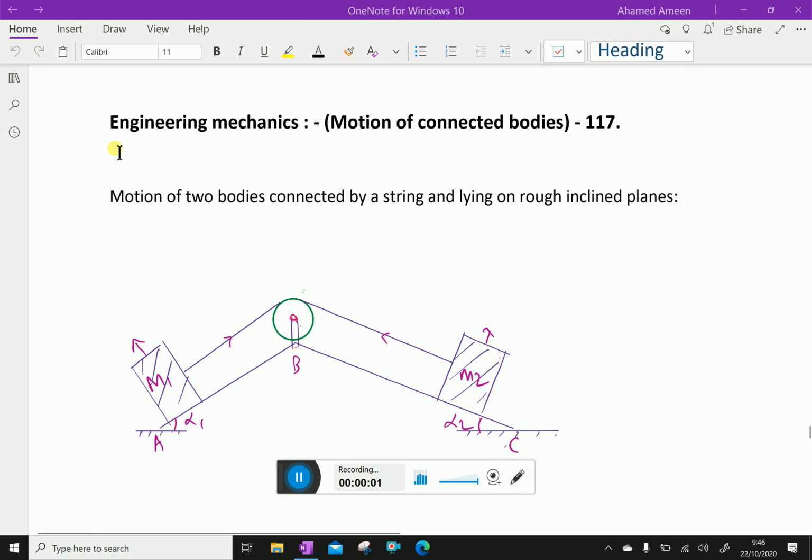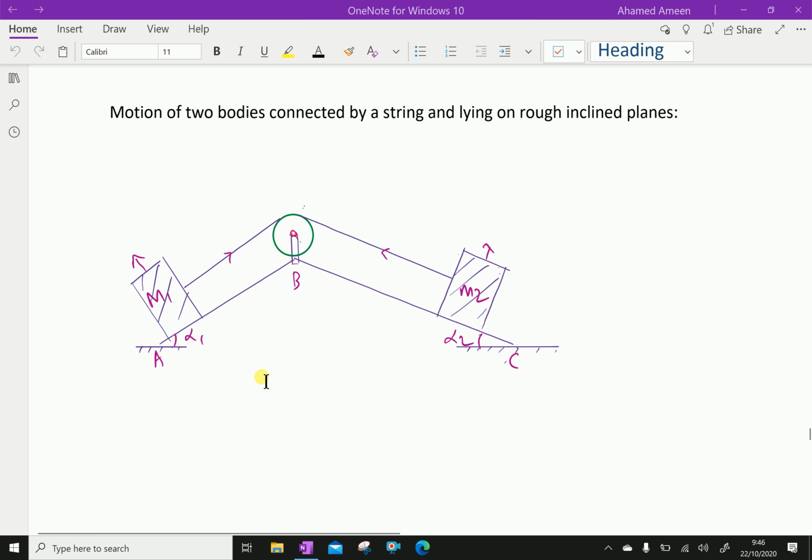Welcome to aminacademy.com. In engineering mechanics regarding motion of connected bodies, let us discuss the motion of two bodies connected by a string and lying on a rough inclined plane. Look at this figure. The surfaces AB and BC are inclined at alpha 1 and alpha 2 and the masses M1 and M2 are connected by an inextensible string.